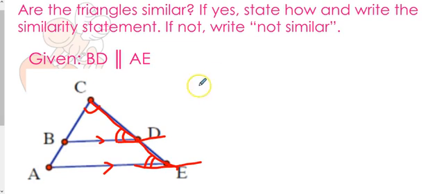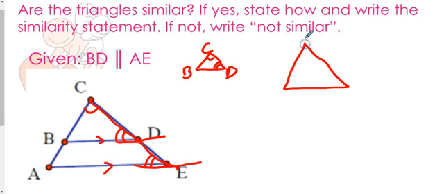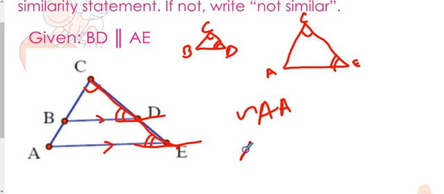Now, if you need to draw these as 2 separate triangles to really see the angles we've marked, please feel free, right? We've got BCD and the bigger triangle. C is still at the top, and we've got A and E. So we've got 2 angles that are congruent, so we're using angle similarity. And we're going to write our triangle statement. So triangle BCD is similar to triangle ACE.